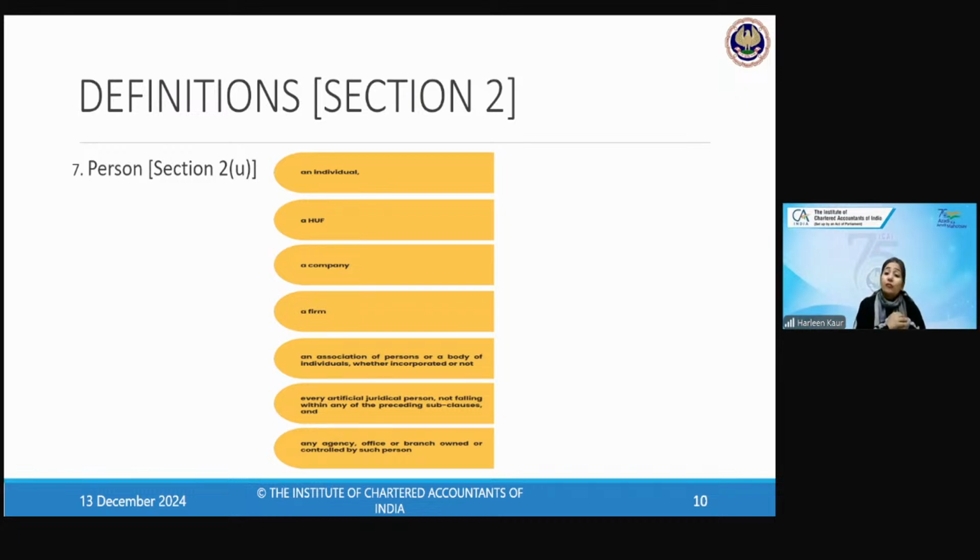So the definition of person is important to understand, because you will be talking about a person resident in India, person resident outside India. So कौन-कौन हो सकते हैं वो person? Individual हो सकता है, HUF हो सकता है, company हो सकता है, firm हो सकता है, anybody. Yes, a group of people. Good, Khushbu. That's correct.